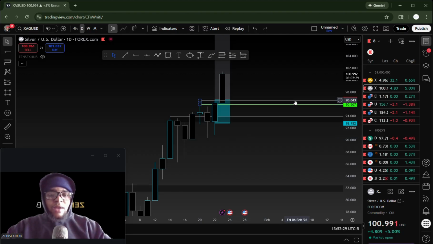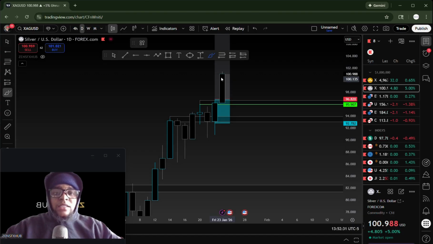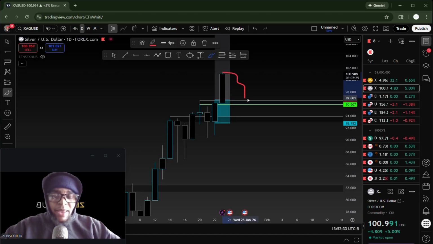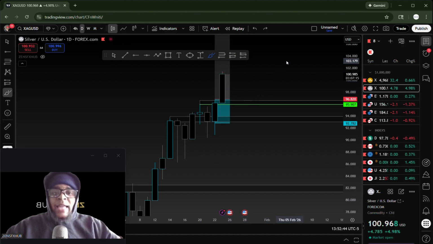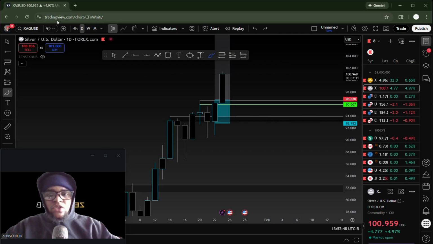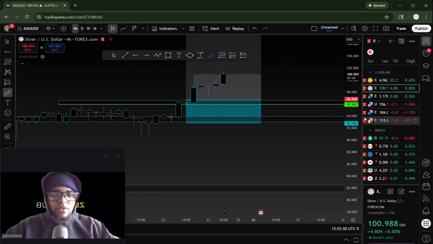So after I mark that up, I would say, okay, I would like to see a retest come down to this area, where I'll be looking to possibly buy or scale in, whatever, right? So I will buy from here and then take it to the upside. And then I'll take the same approach, the same thing I asked myself, and I'll go down to the 4-hour time frame and do the same thing, right?